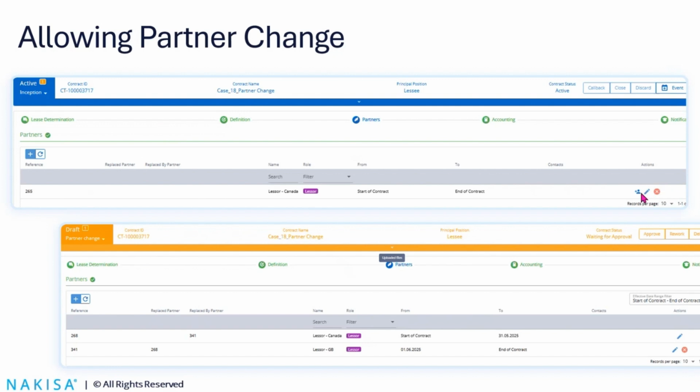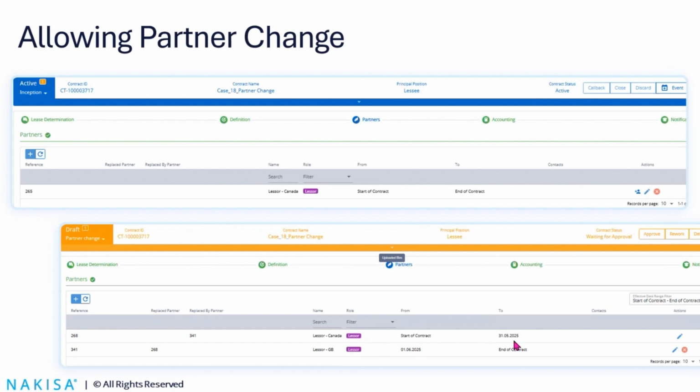You see that we have these three icons, and this will change once I run an event on the contract, and I have the option to either add a new partner or simply replace an existing partner. In the next screenshot, you can see it's a draft that was created where I requested to replace this existing partner from Lessor Canada to Lessor.